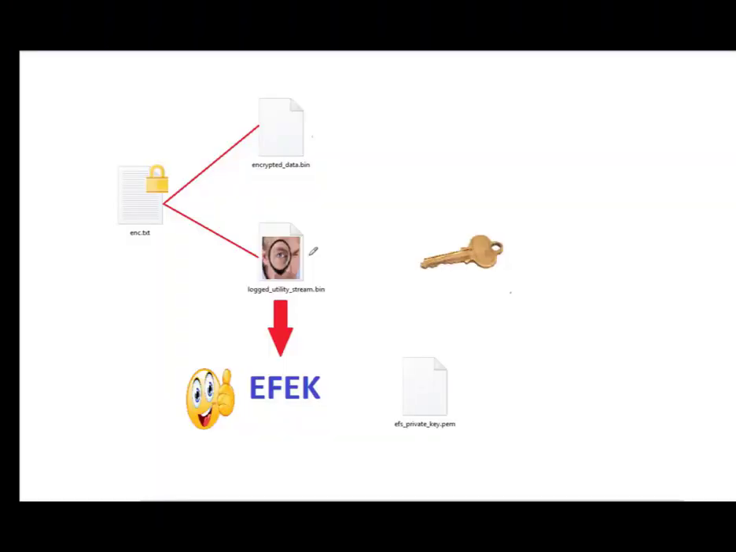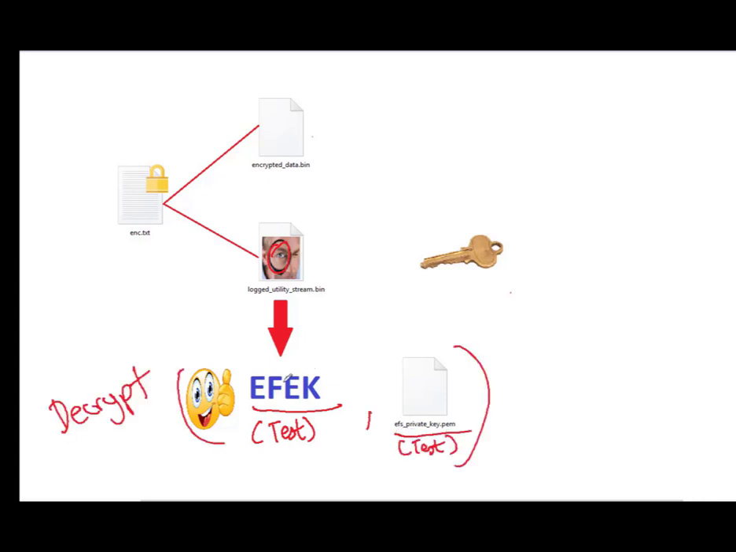I know this step can be slightly intimidating. So before going further, let us stop for a moment and take a look at what we have accomplished here. We looked at the logged utility stream attribute, which was a bunch of hex, and we have extracted the EFEK or the locker for the test user. Now to open this locker, we need the private key of the test user, which is what we are going to get in the next step.